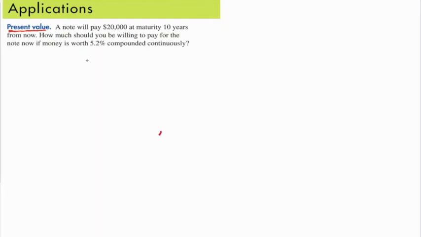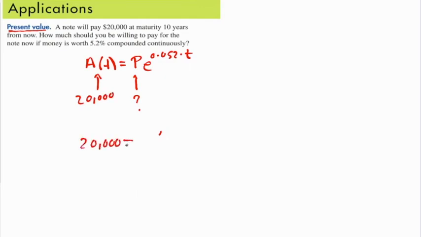So let's write our function A of t is equal to the principal times e to the 0.052 times t. This is what we're trying to solve for, and this value is the maturity value of 20,000. So $20,000 is equal to P times e to the 0.052 times 10 years. And when we're all done, we should always have just one unknown variable.